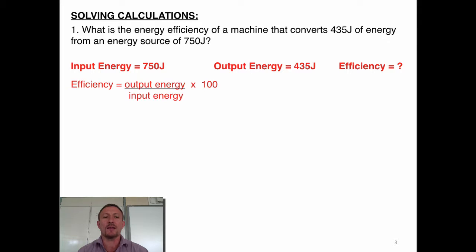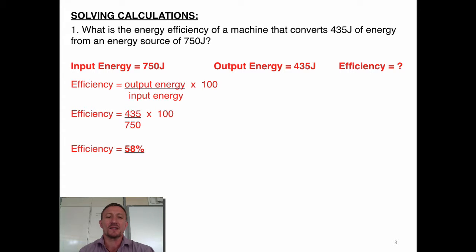So I substitute in for the words. Instead of output energy, I'm going to have 435, and instead of input energy, I'm going to have 750. On my calculator, I'm going to do 435 divided by 750 times 100, and I come out with an answer of 58%. That means that the machine converts just over half the amount of input energy into our desired energy. It's not very efficient. That means that we've got a further 42% of that input energy which is wasted.